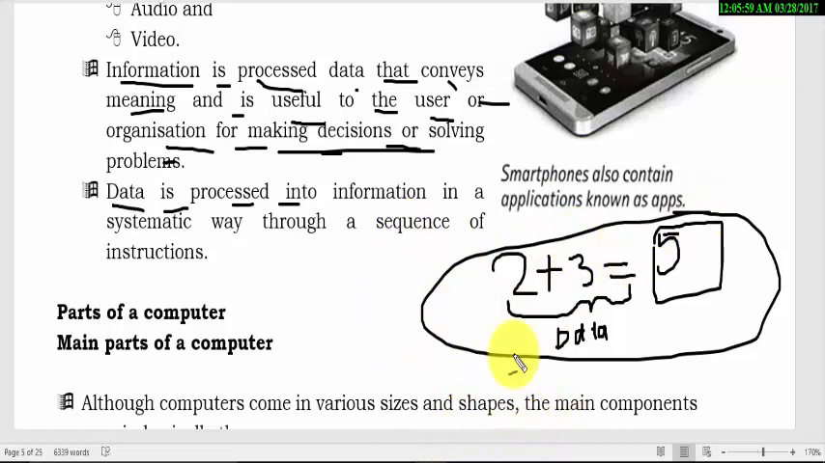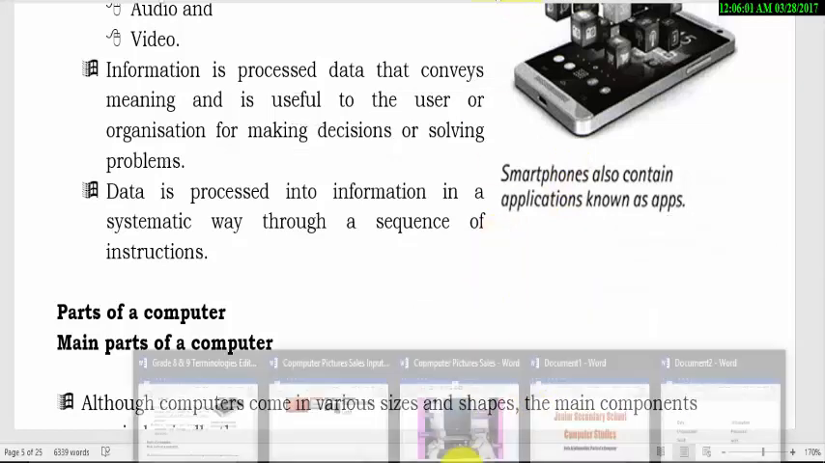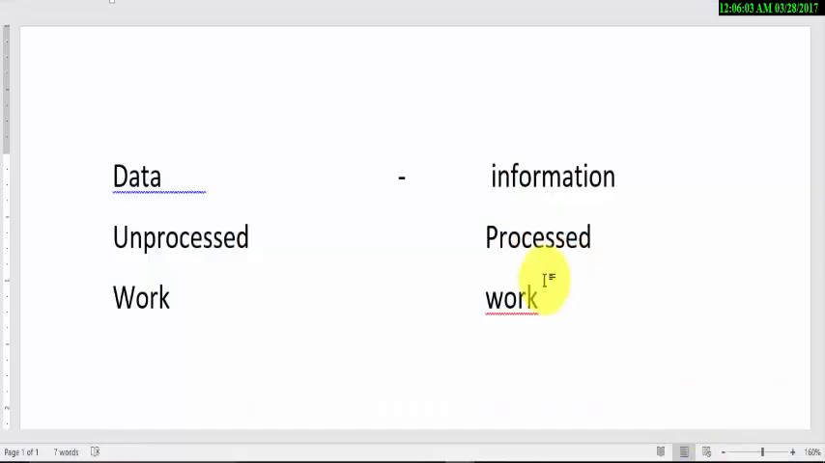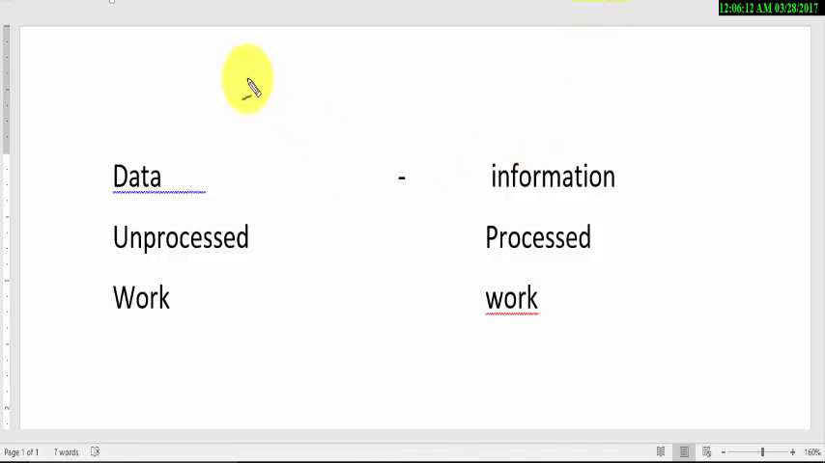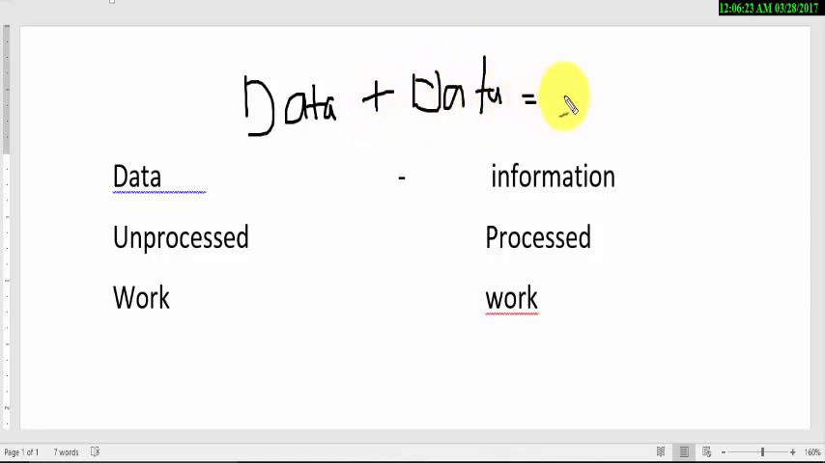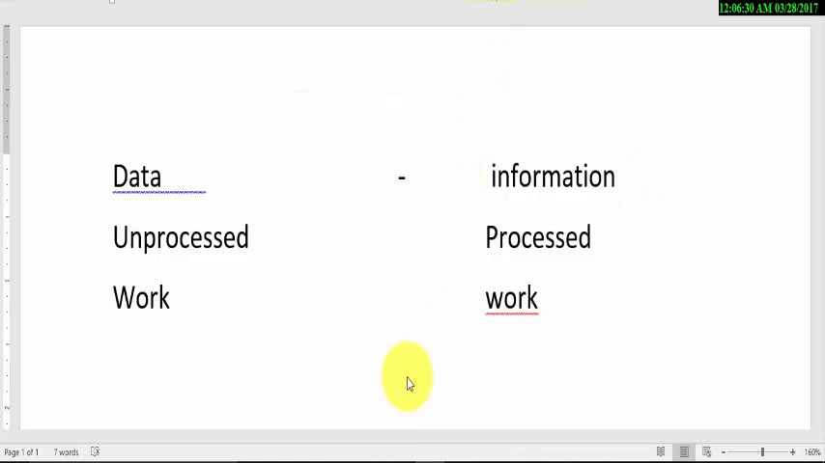Let me look at something here like this. Data plus data is equal to information. So in this case, what we are saying is that I may pick up my pen like that very fast. So that is the data, plus data. Data plus data is equal to, we go to this one like that, information. Thank you very much, students. Data plus data is equal to information.